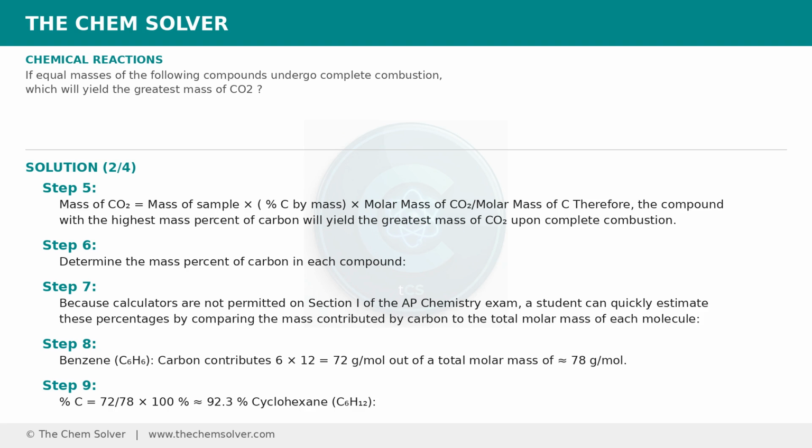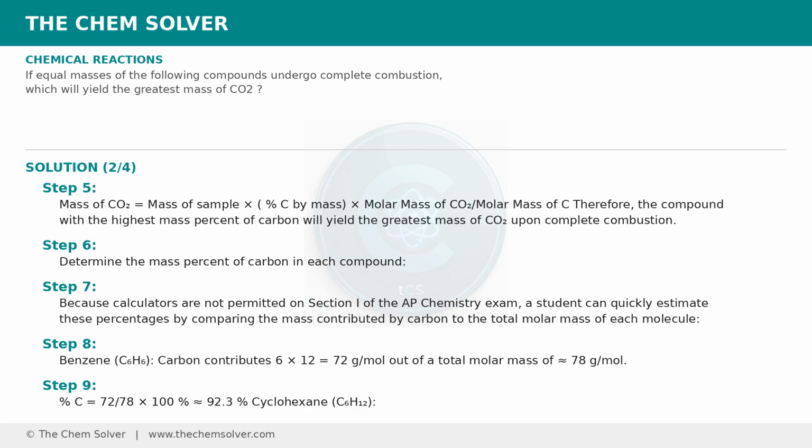Because calculators are not permitted on Section 1 of the AP Chemistry exam, a student can quickly estimate these percentages by comparing the mass contributed by carbon to the total molar mass of each molecule. Benzene, C6H6: carbon contributes 6 times 12, which is 72 grams per mole, out of a total molar mass of approximately 78 grams per mole. Percent C equals 72 over 78 times 100%, approximately 92.3%.